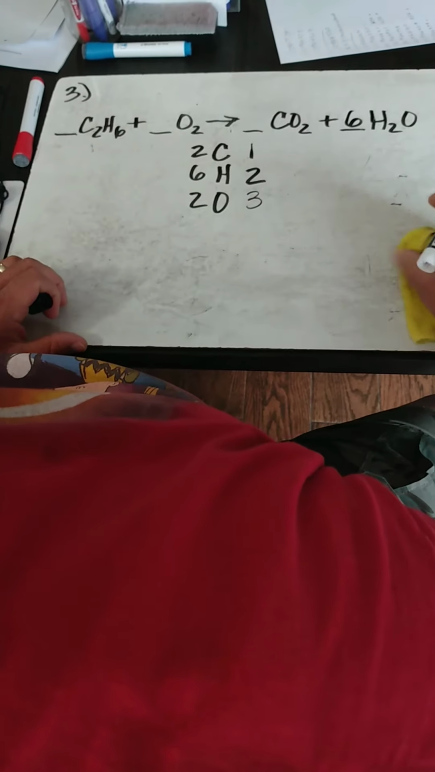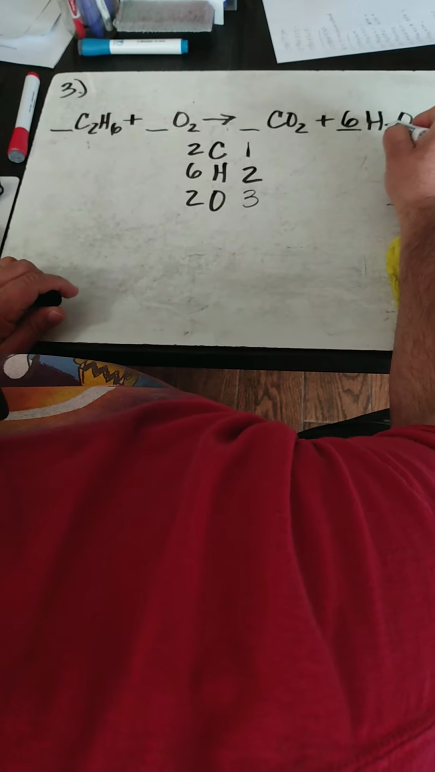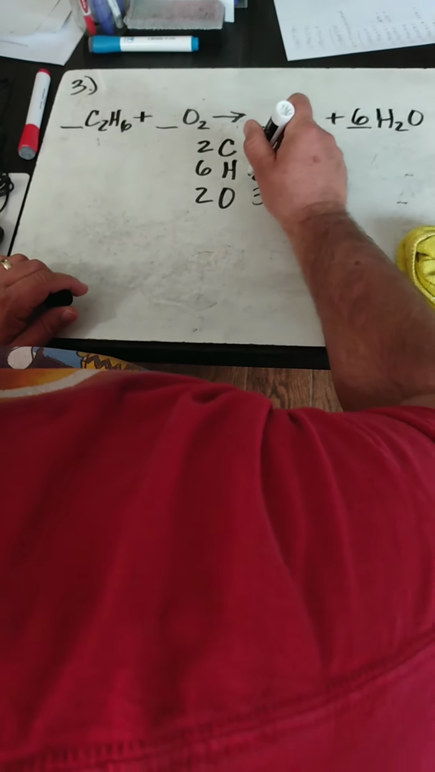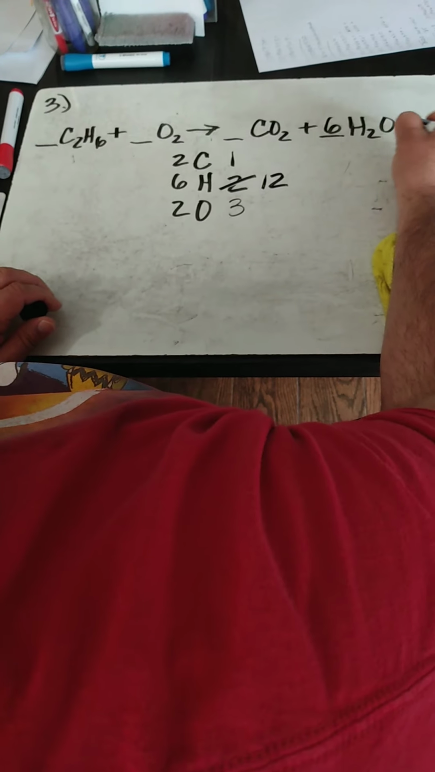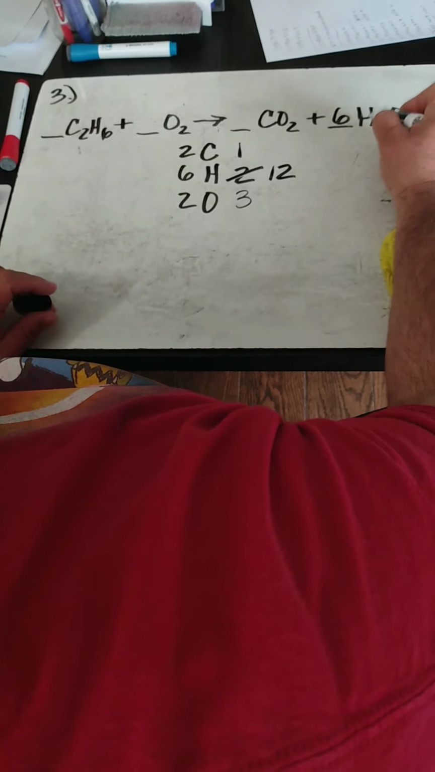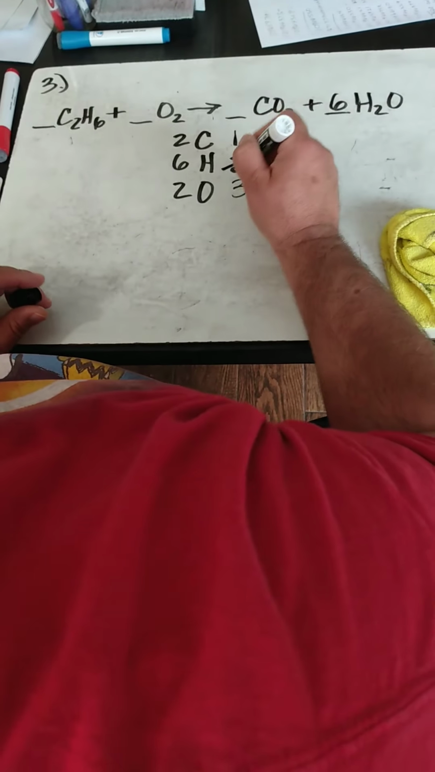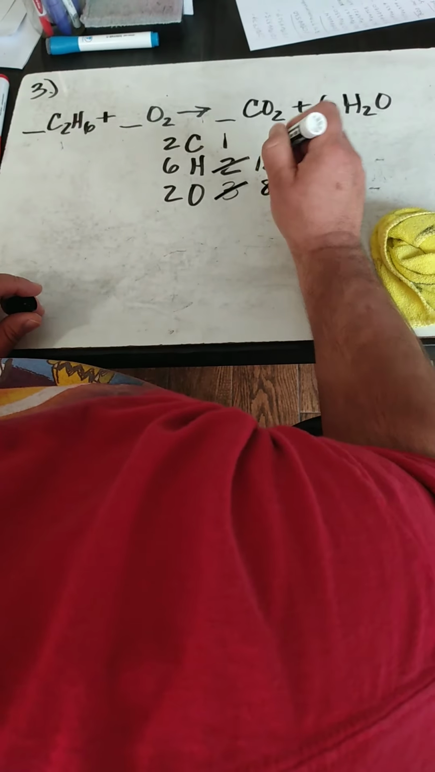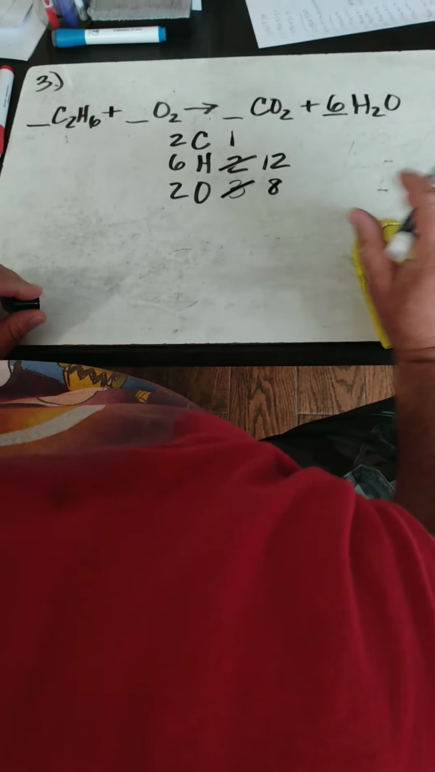If I plug in 6, that 6 is going to distribute to the hydrogen. That gives us 12 now. Man, that's a big number, but that might happen. 6 times 1, that's 6, 7, 8 oxygen. Okay, so we're going to have 8 oxygen. So that's what we have now.